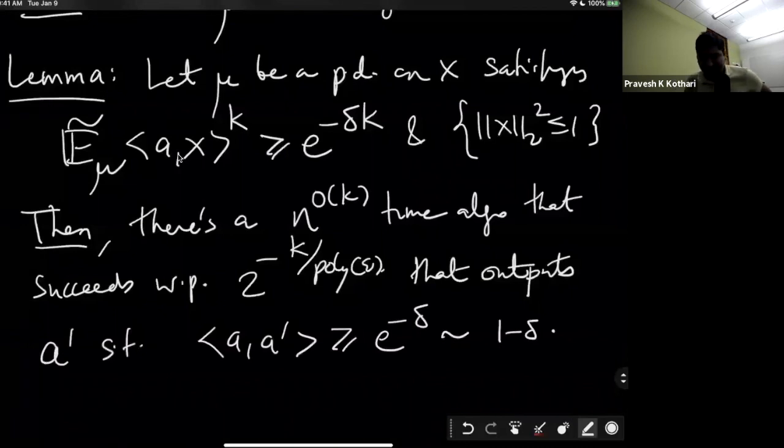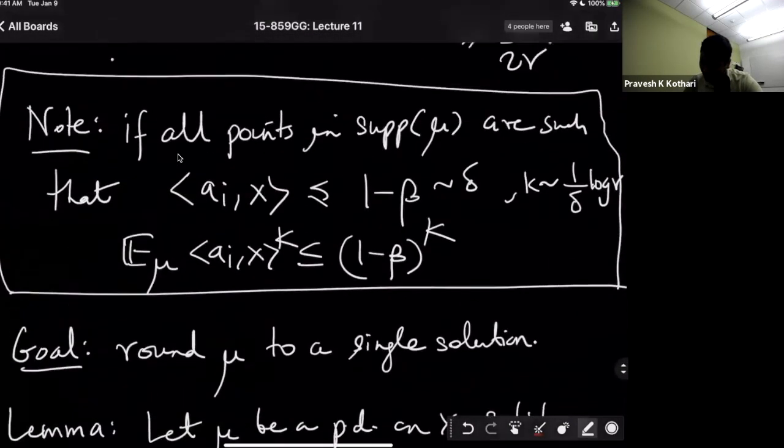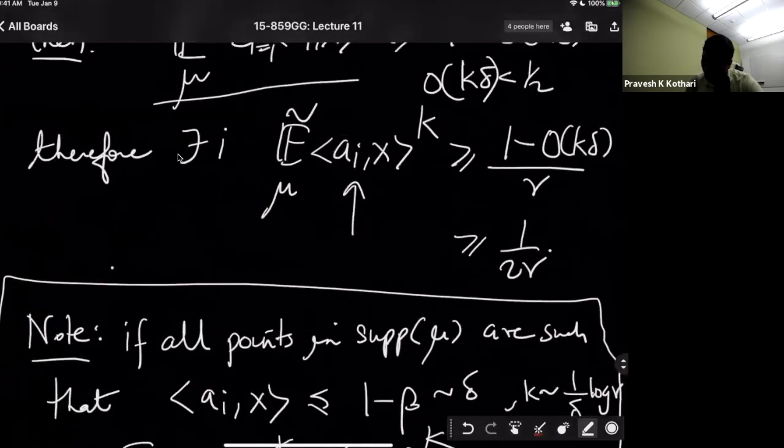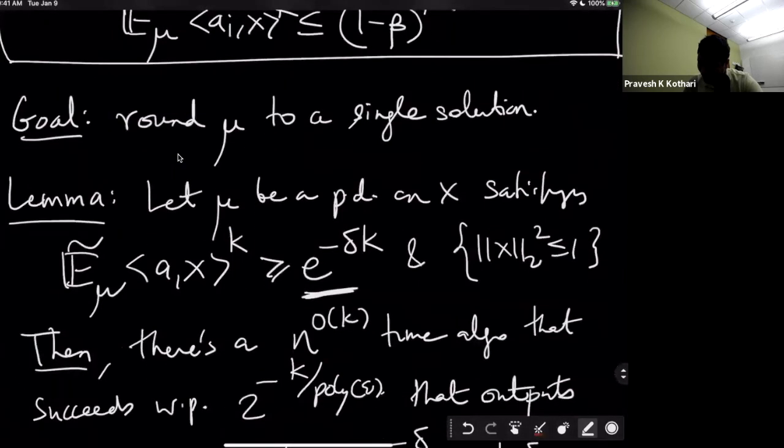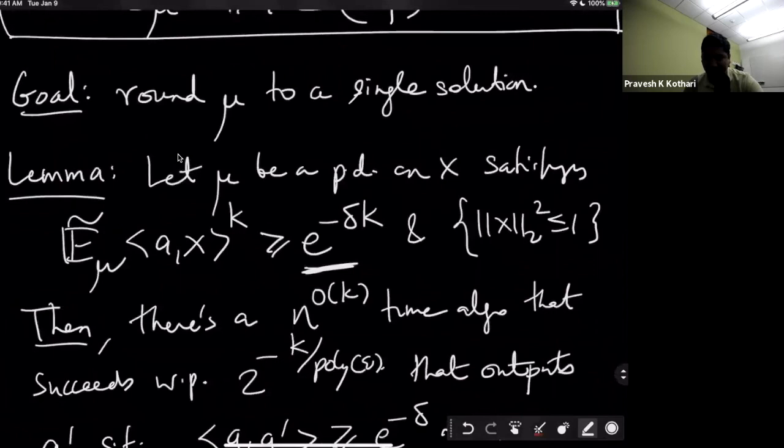So what is this statement saying? It's saying that, suppose for whatever reason you ended up with a pseudo distribution which satisfies the constraints of the vector being on the sphere, like, of norm at most 1. And that it has this kth power of the correlation with some unknown vector, which is somewhat large. Notice that this e to the minus delta K is basically the expression of the form 1 over 2r that we had before, okay? So think of K as log r over delta.